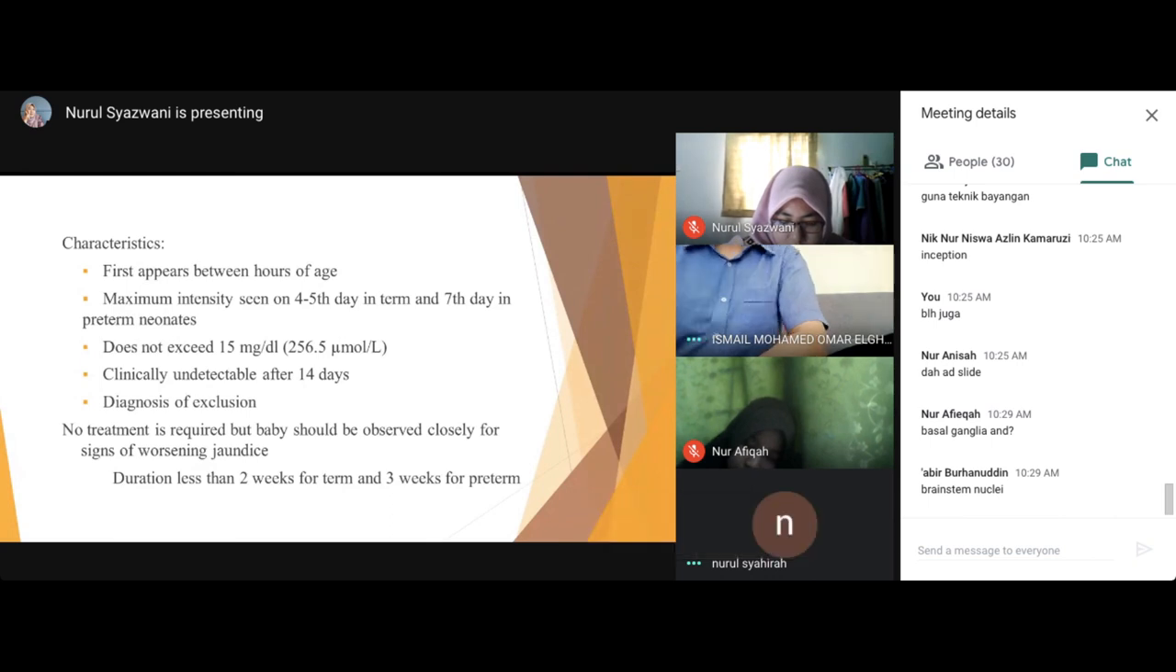Okay, carry on. So it's a diagnosis of exclusion. We must rule out other causes first, and then we can diagnose physiological jaundice. No treatment is required, but the baby should be observed closely for any sign of worsening jaundice. Usually, the duration must be less than 2 weeks for term and 3 weeks for preterm babies. Next.